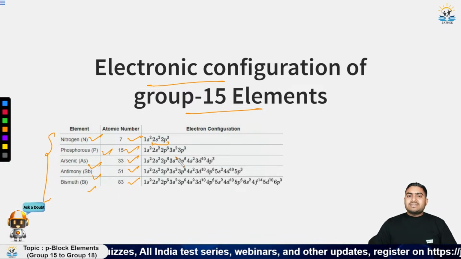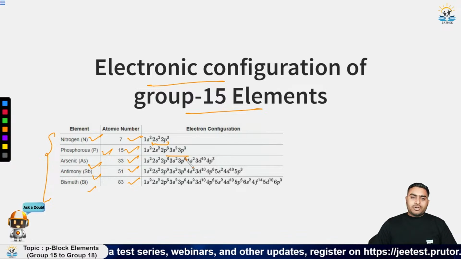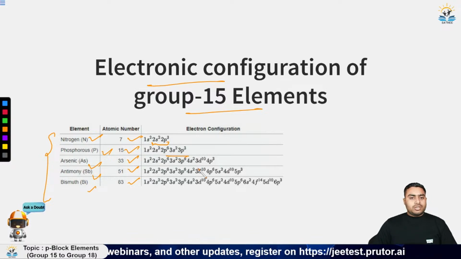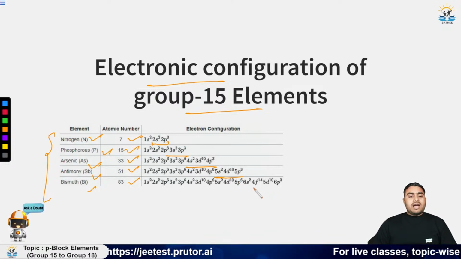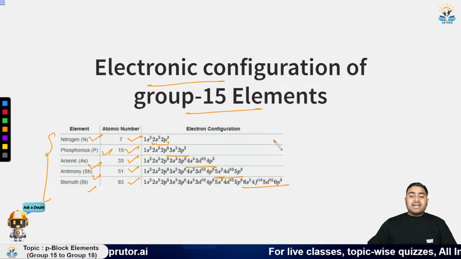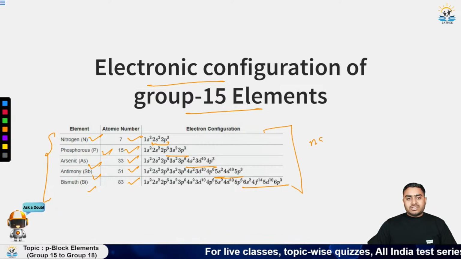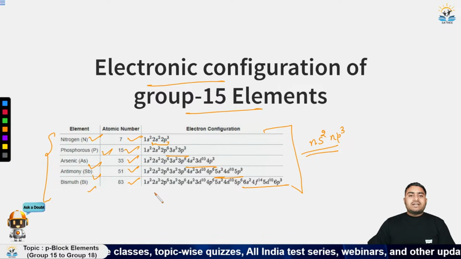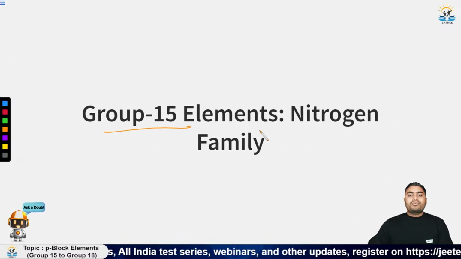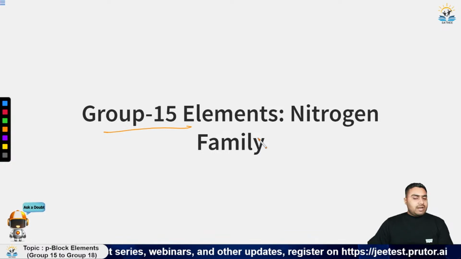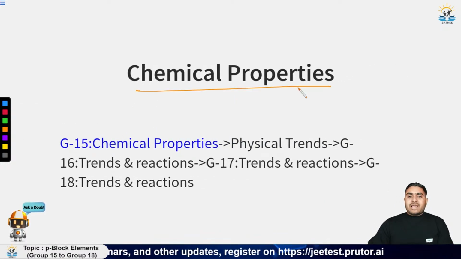You can see the last shell electronic configuration for each element of group 15: 3s2 3p3, 4s2 4p3, 5s2 5p3, and 6s2 6p3. That means the general electronic configuration is ns2 np3. So that is the electronic configuration of group 15 elements. Let's discuss the group 15 elements, nitrogen family, right? Okay, so let's begin with the chemical properties.